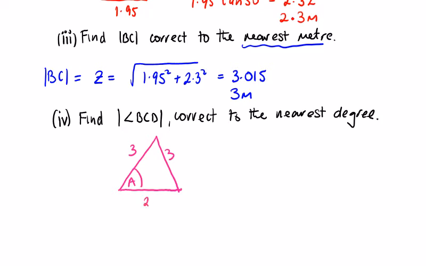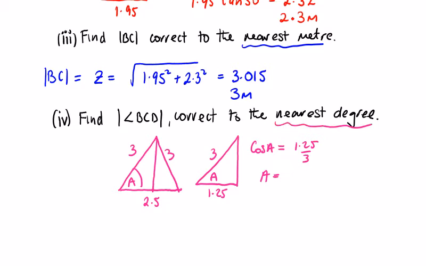We'll call it A. I can drop my perpendicular bisector here and create a right angle triangle. So I've got half of 2.5, which is 1.25. I still have my 3. So I have A and H, so I can say the cos of A is equal to 1.25 over 3. So the inverse cos of that is equal to, correct to the nearest degree, 65.37. So A is equal to 65 degrees.